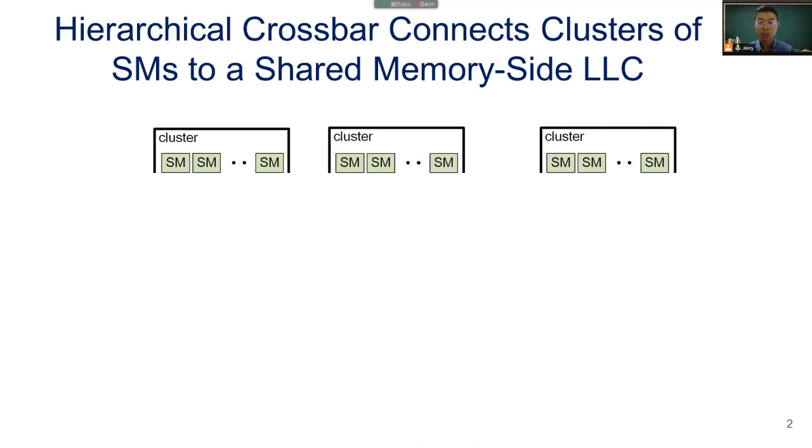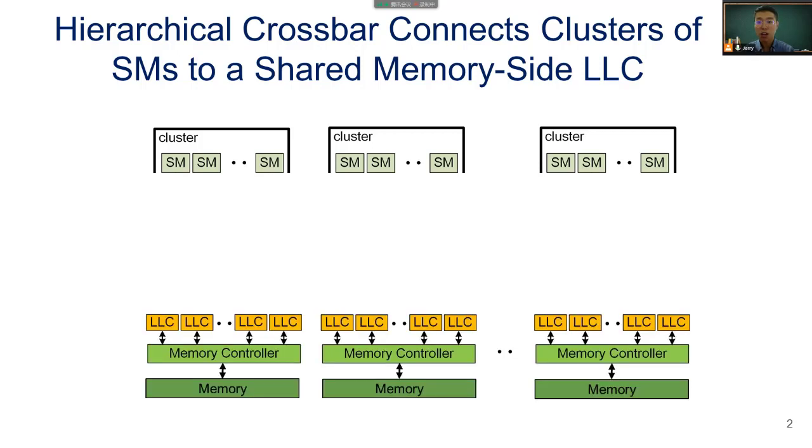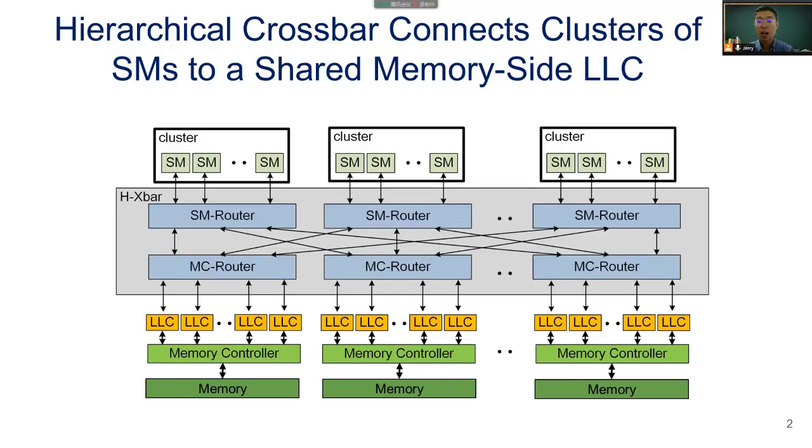GPUs use the shared LLC, where SMs connect to the LLC slices through the network on chip. Each LLC slice caches the data from one memory controller. From the view of SMs, we can access all LLC slices and also the full memory space provided by the memory controller. The NoC plays an important role in connecting SMs with LLC slices. Here, we use the two-stage hierarchical X-bar, which is much more scalable and cost-efficient than a full crossbar.